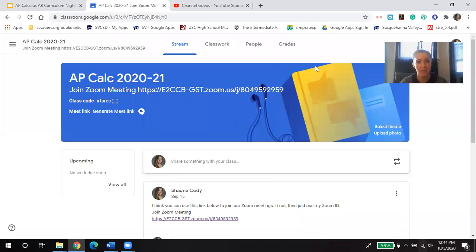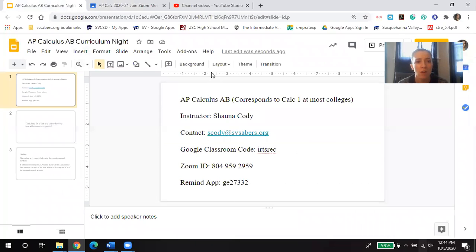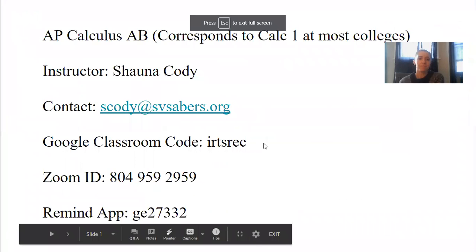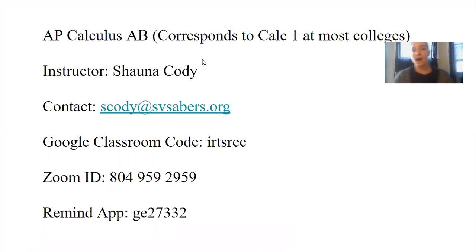All right, let me share my screen with you, and I'm going to show you how the course is organized, and I'll talk a little bit about grading also. All right, so here is the course. It's AP Calculus AB. The AB means that it corresponds to Calc 1 at most colleges. There's also an AP Calc BC, which we've offered in the past, but that was before my time. I'd like us to offer it again if there's a student who would like to take it, but that corresponds to Calc 2 at most colleges.